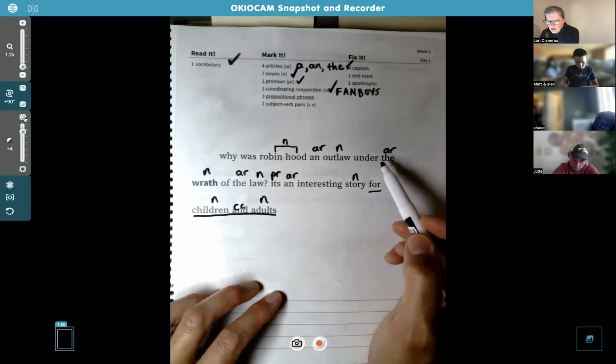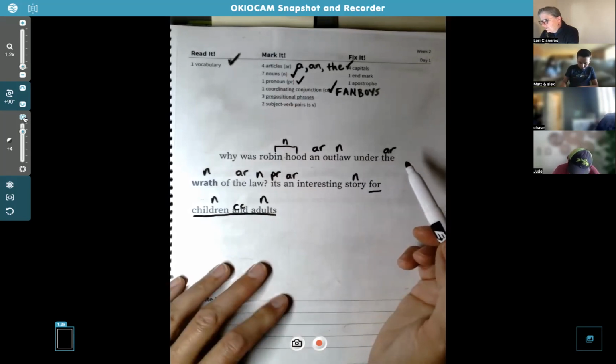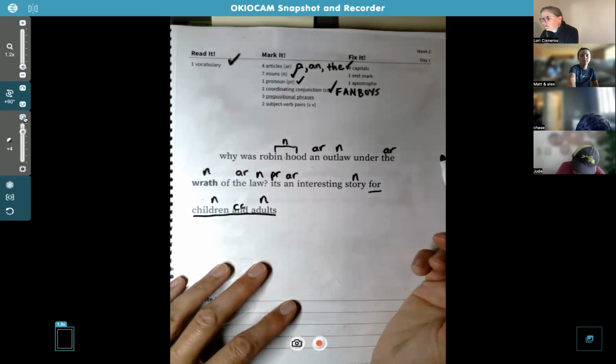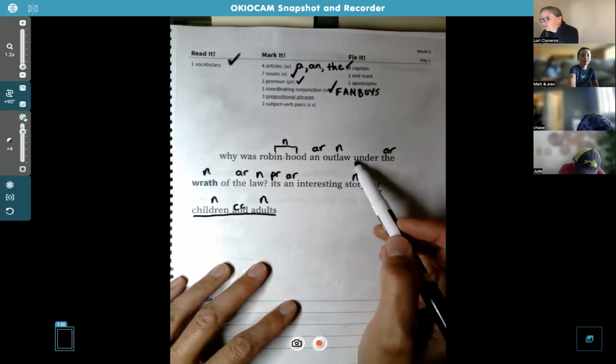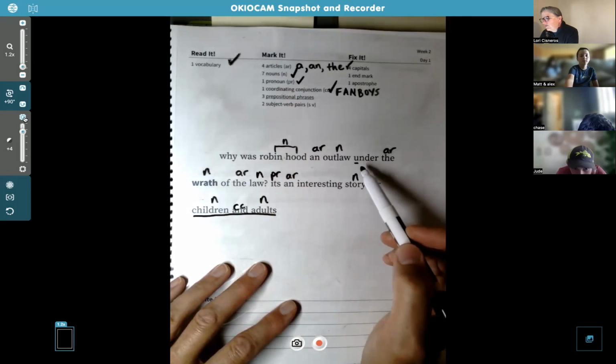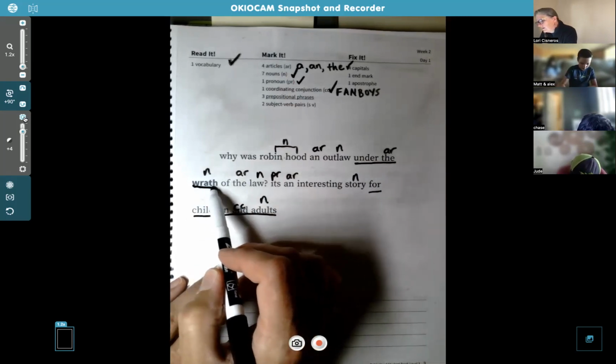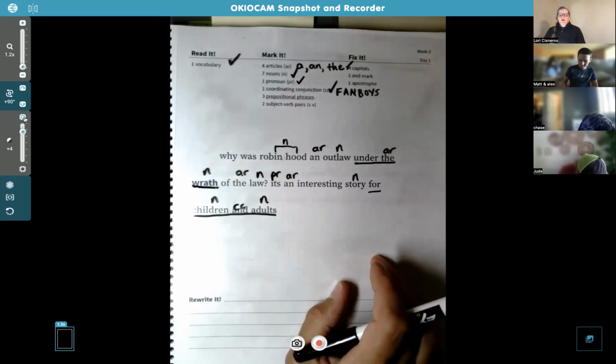So what would be the phrase? Remember, it has to end on a noun. So what would the phrase be? Maybe "wrath." Starts right here. Yeah, say the whole phrase. "Under the wrath." Yes, good. That's right. "Under the wrath." That is the prepositional phrase.